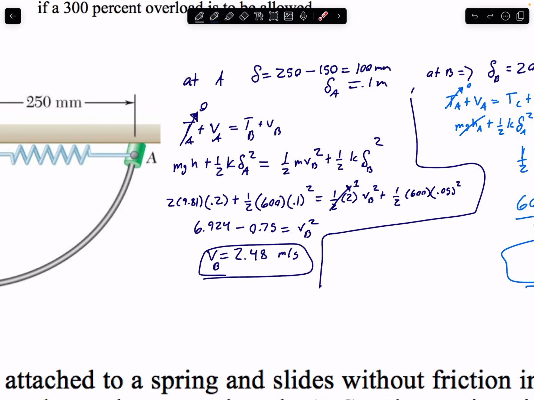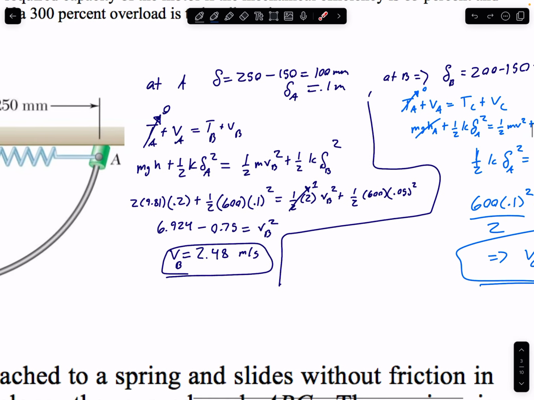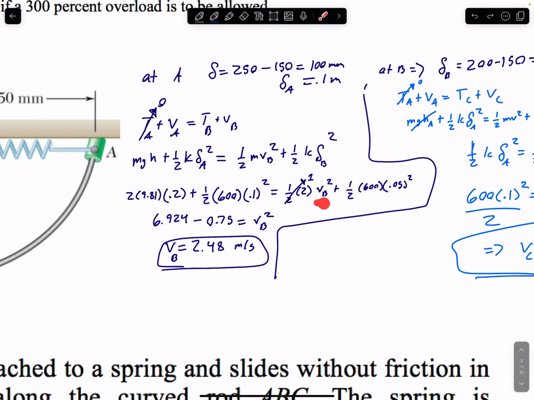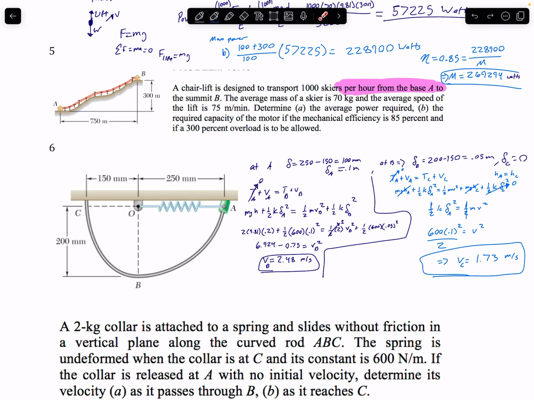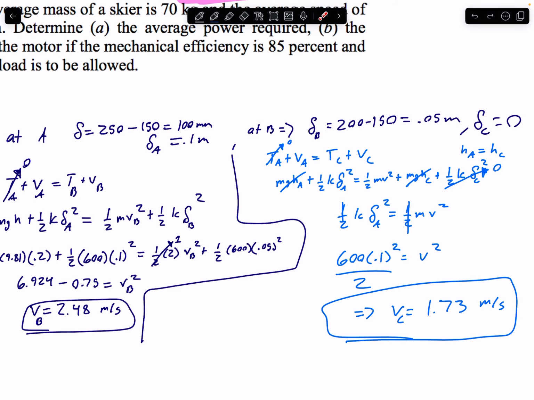So that's mgh plus 1/2 k delta squared equals 1/2 mv squared plus 1/2 k delta b squared. So again, we know everything except for the velocity b, so we do some algebra, and we find that the velocity at b is equal to 2.48 meters per second, and then we do the exact same thing here.